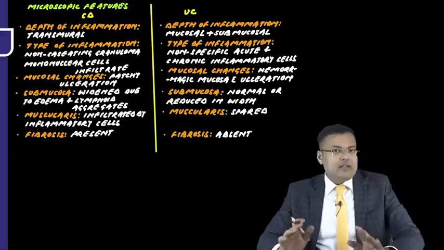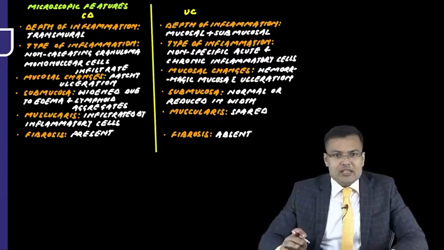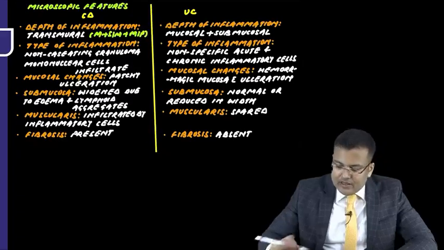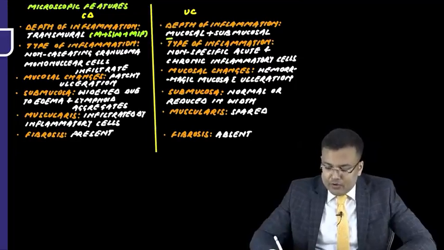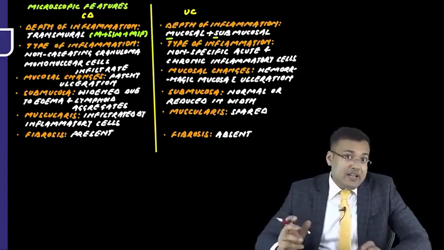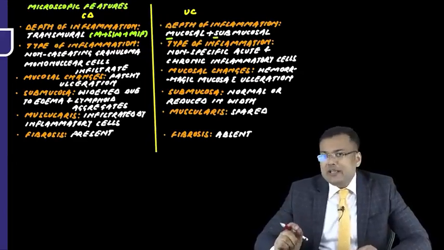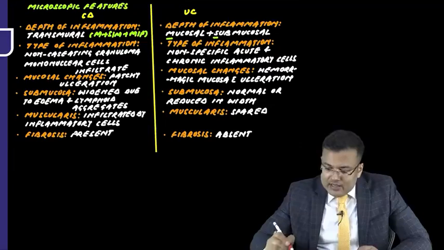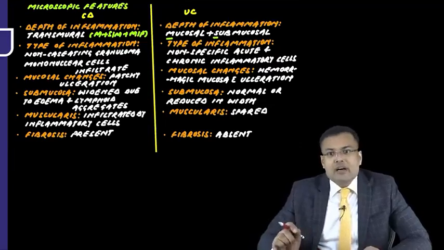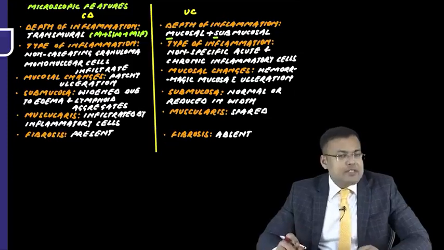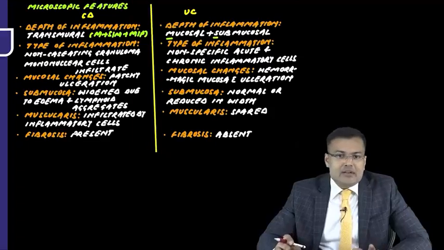So we already discussed that depth of inflammation in Crohn's disease is transmural, meaning there is involvement of what? Mucosa plus submucosa plus muscularis propria, and in ulcerative colitis there is involvement of only mucosa and submucosa. Second, type of inflammation. In Crohn's disease there is presence of non-caseating granuloma, and there are mononuclear cells infiltrate. Whereas in ulcerative colitis there is non-specific acute and chronic inflammatory cells.